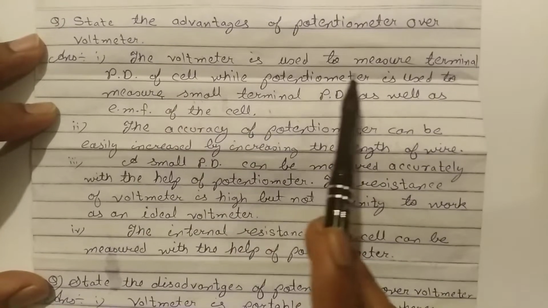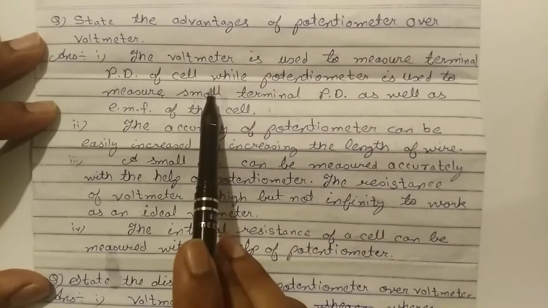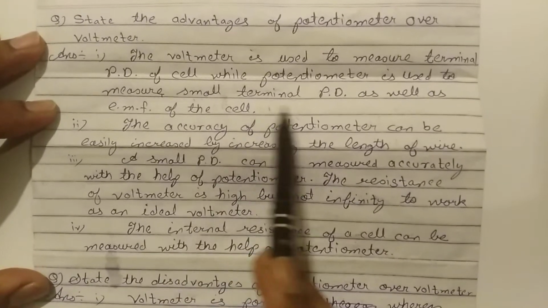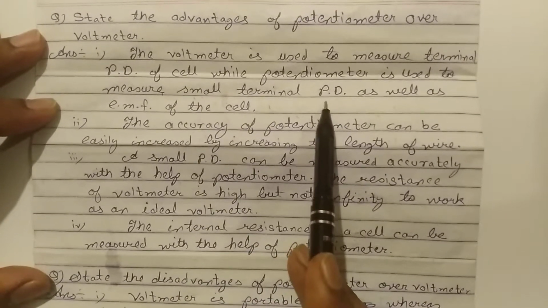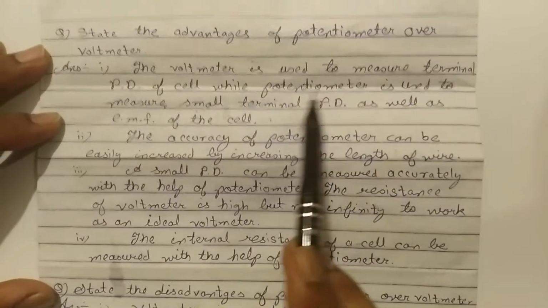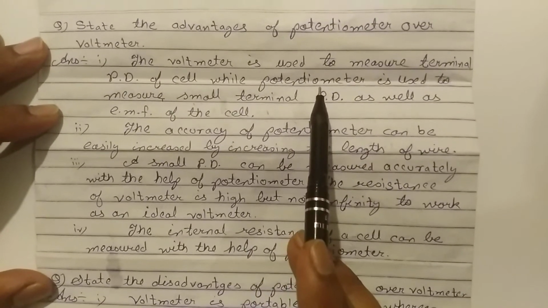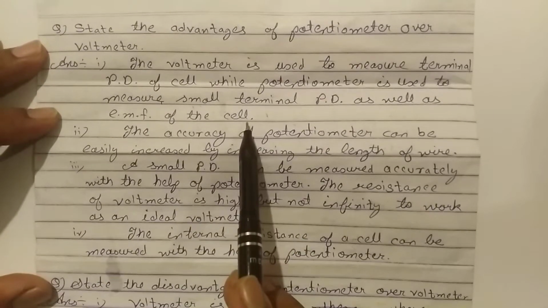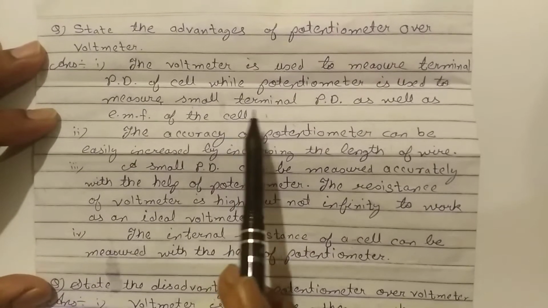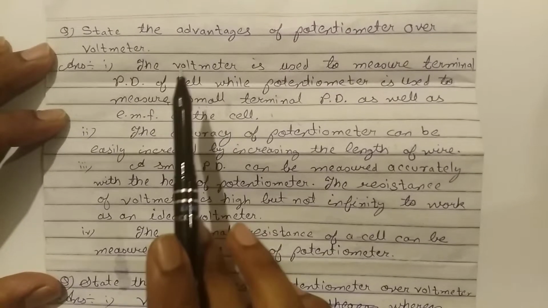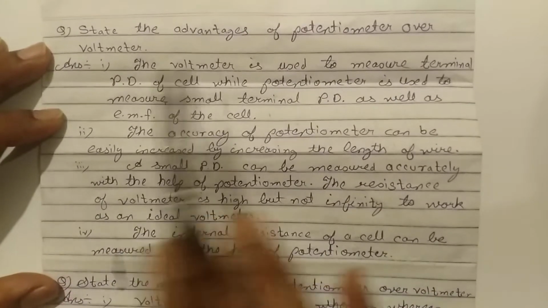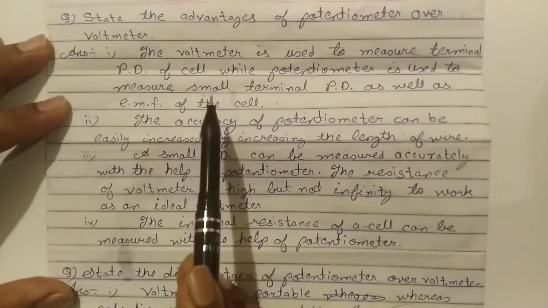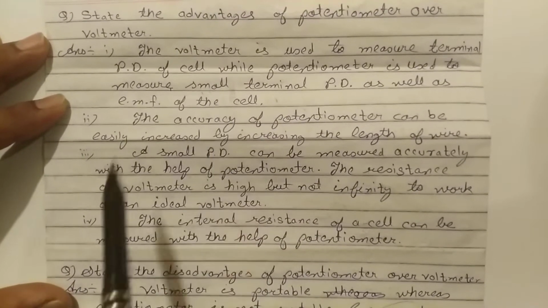The voltmeter is used to measure the terminal potential difference of a cell, while potentiometer is used to measure very small terminal potential difference. If the value is very small, using potentiometer we can measure easily. At the same time, we can measure EMF of a cell. What is the battery? The voltage of the battery we can measure, but voltmeter is not able to measure the EMF of a cell. That is the first advantage of potentiometer over voltmeter.